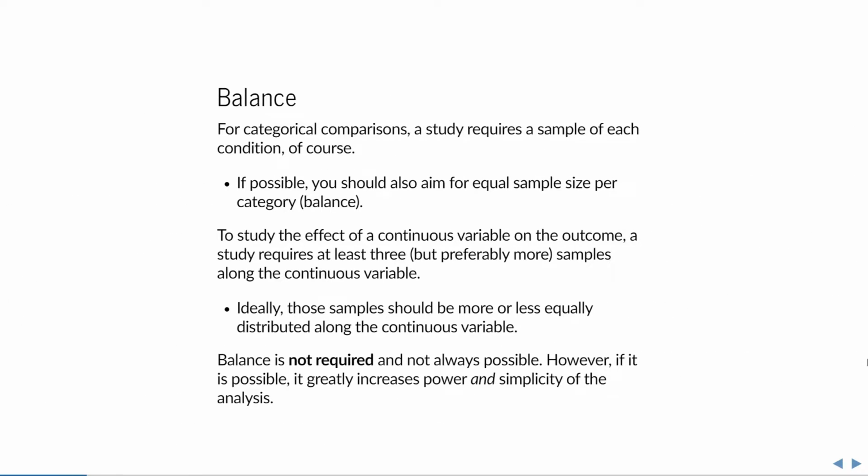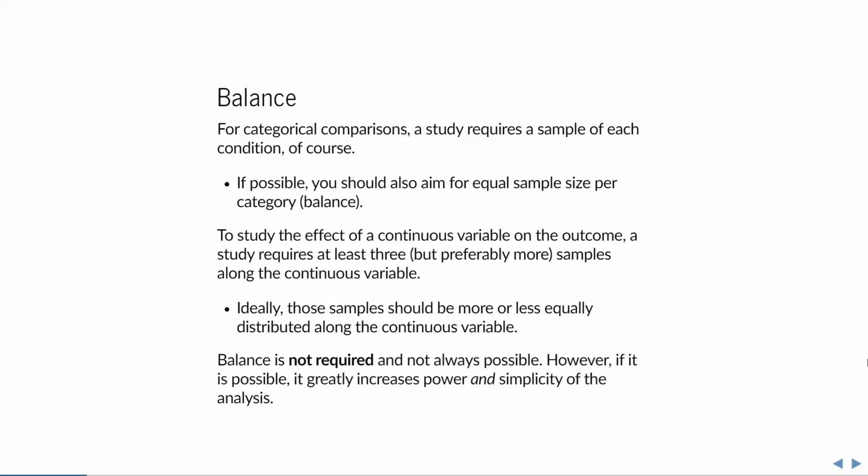So for categorical comparisons, a study requires a sample of each condition, of course. But if possible, you should also try and aim for an equal sample size per category, and this is what's called balance. Now, if you don't have categories, there's no such thing as balance, but you can imagine something similar for a continuous variable. So if you're studying the effect of a continuous variable on the outcome, then you need at least 3 data points to estimate slope and intercept and have 1 degree of freedom left for the residuals.